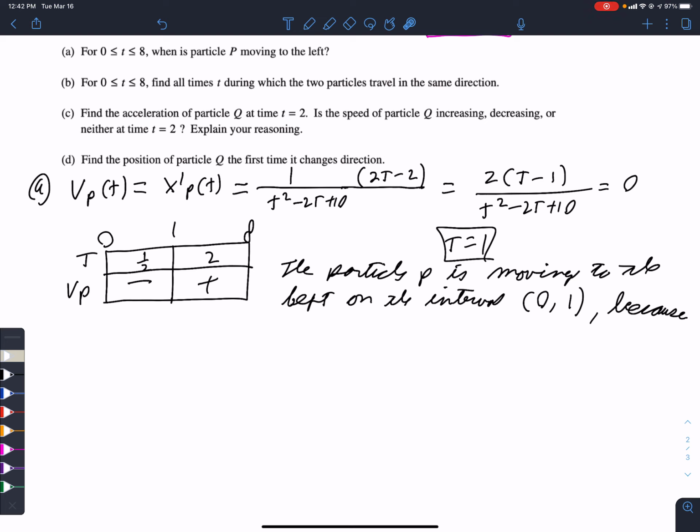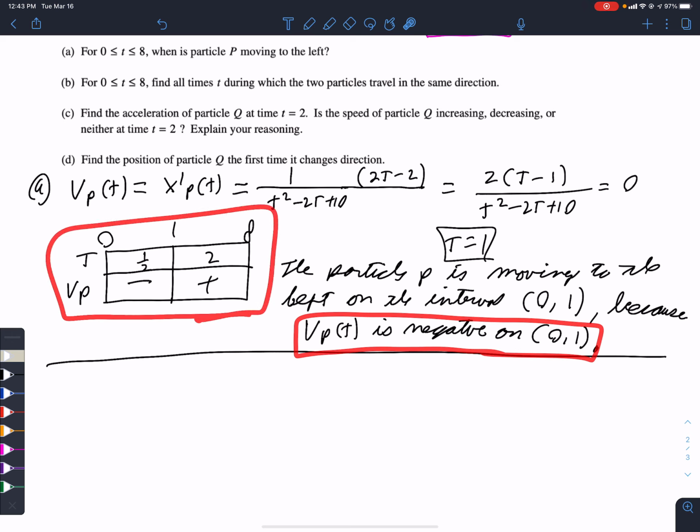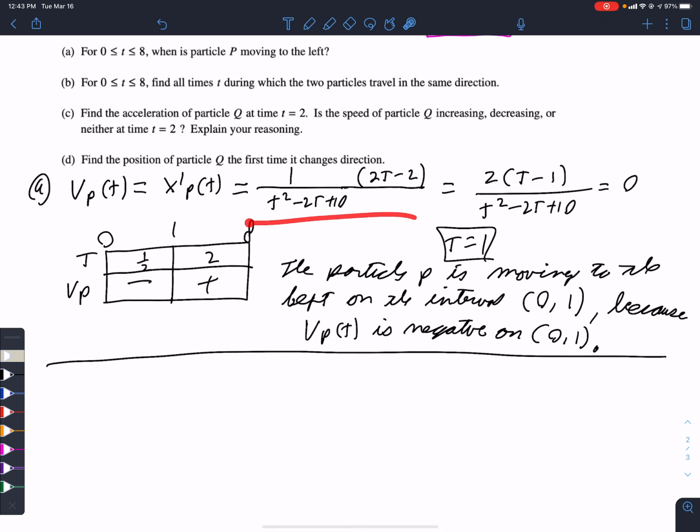There's a lot of ways, but you have to give a justification why, and you have to say because Vp of t is negative on that interval. Okay, so that is all that's required. You need to give the justification. If that's not given, you're not going to get full credit. I need a justification why you decide it's moving left on the interval. This table is necessary that you found when it's moving left, when it's moving right. The derivative was necessary, saying the derivative is the velocity.